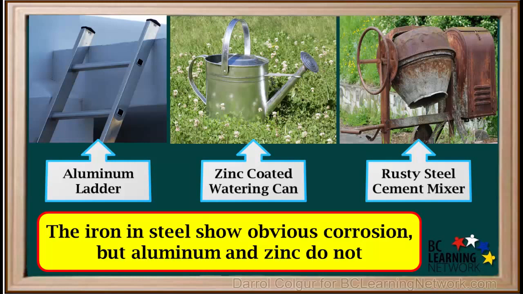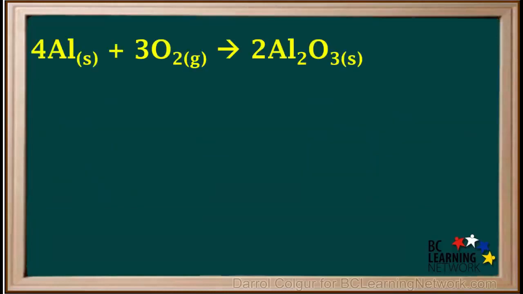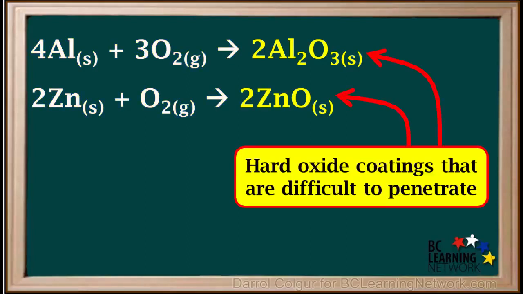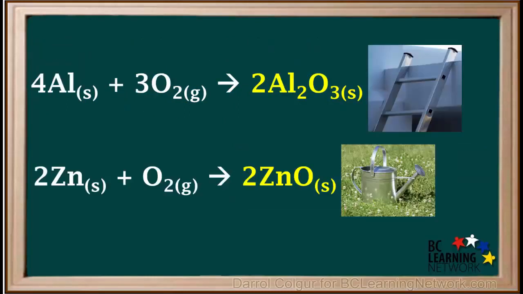But notice that aluminum and zinc don't seem to corrode like the iron in steel does. It's because aluminum and zinc both readily oxidize to form hard oxide coatings that are difficult for more oxygen to penetrate. So these metals will not corrode much under normal atmospheric conditions, even when they get rained on.